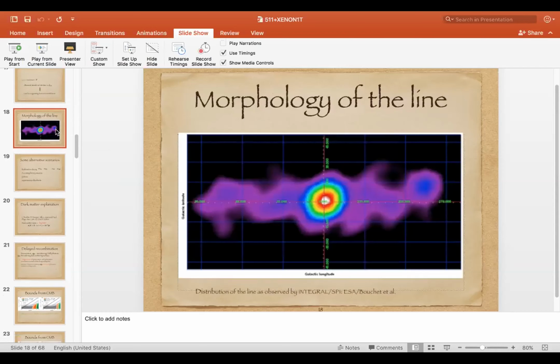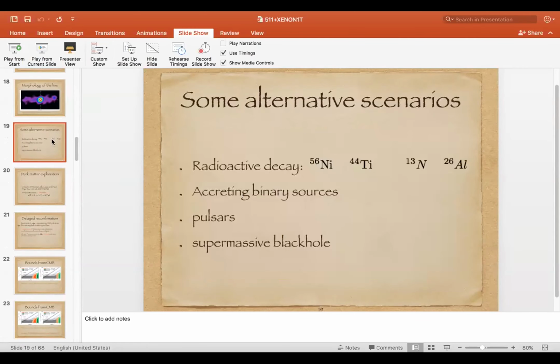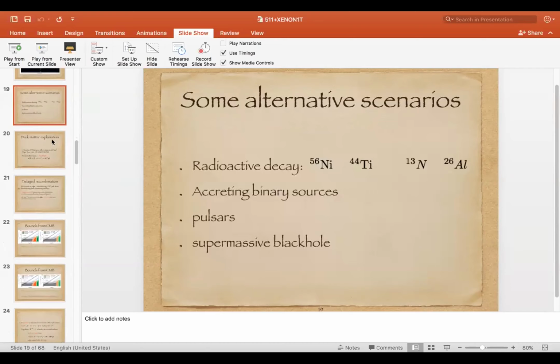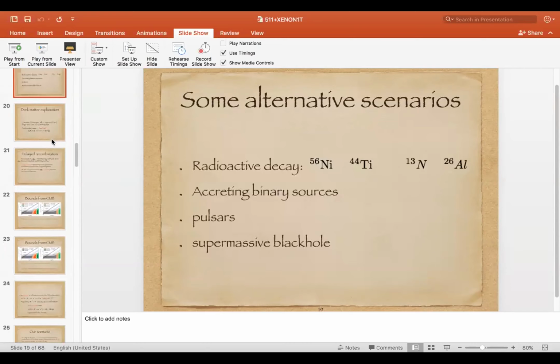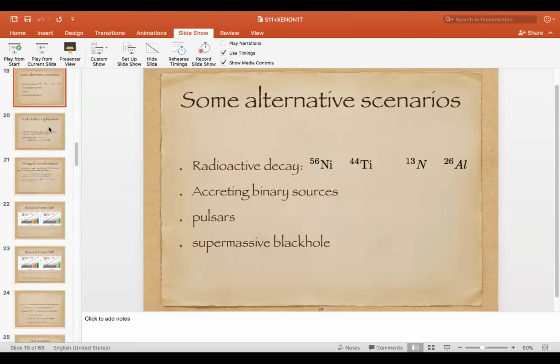Here you see the morphology of the line, the intensity relative to the distance from the center of the galaxy. Although there are many proposals to explain this line within the standard model with different mechanisms, it is tantalizing to explain it as a hint for dark matter, because each of them has some problems.